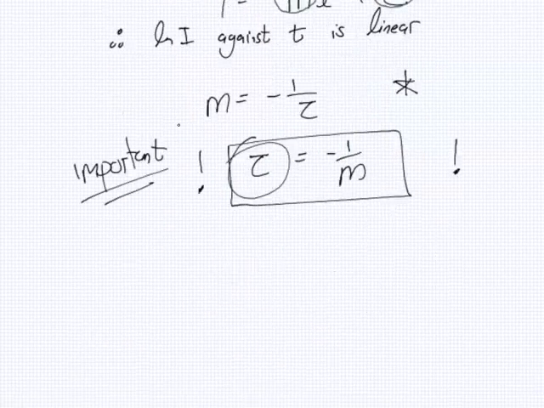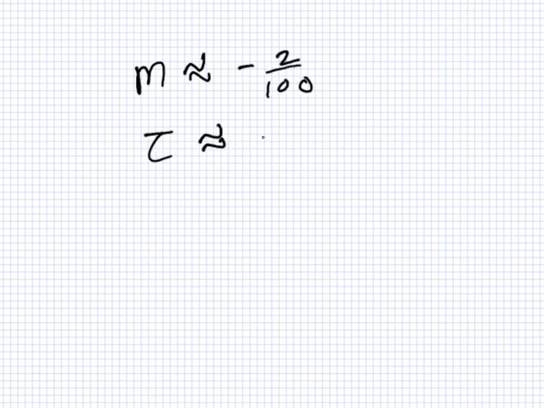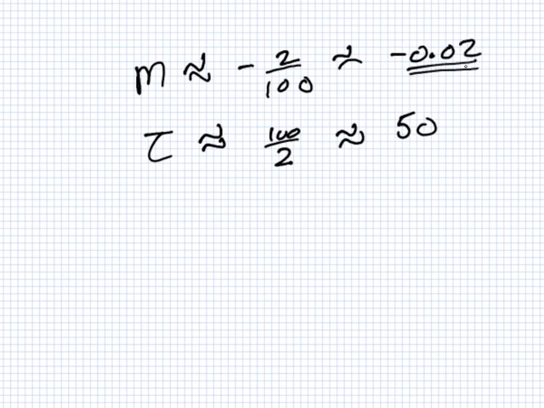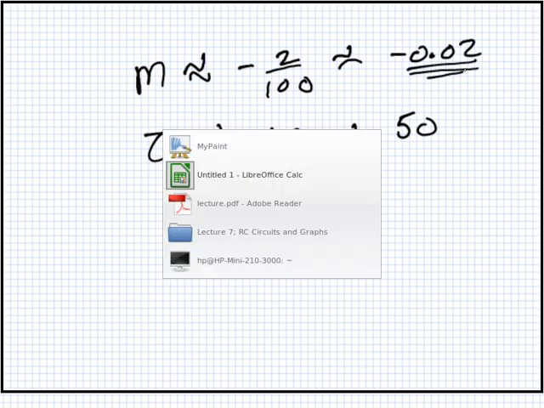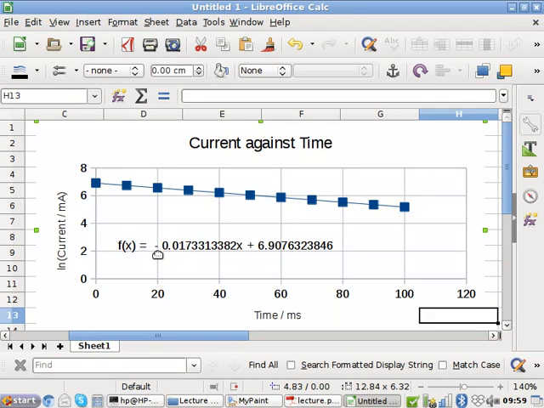So roughly, the m is about minus 2 over 100, which means the time constant is about 1 over this. So that's about 100 over 2, which is about 50. About. This is about minus 0.02. Now that's actually not too bad, because the true answer was minus 0.017. So it's not too far away from my rough guess.